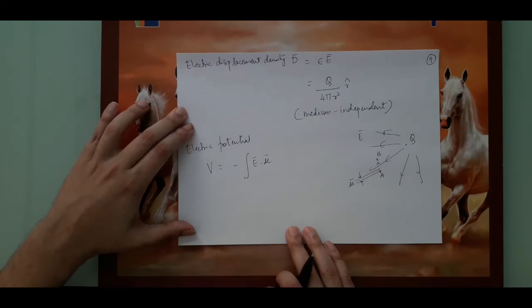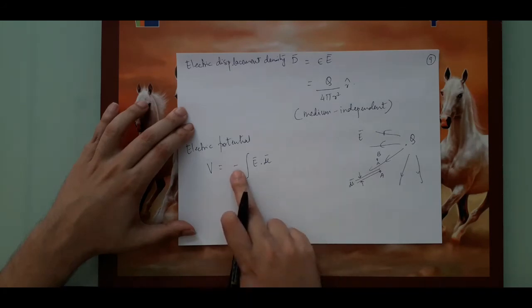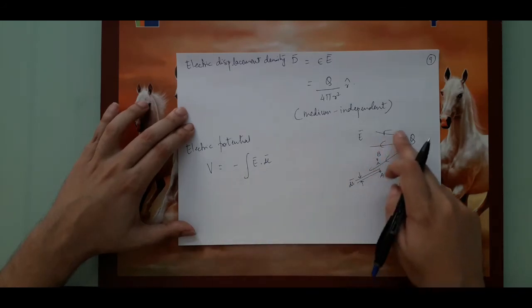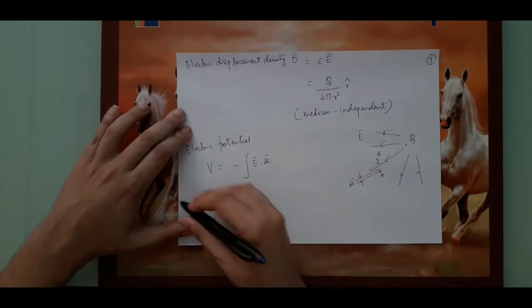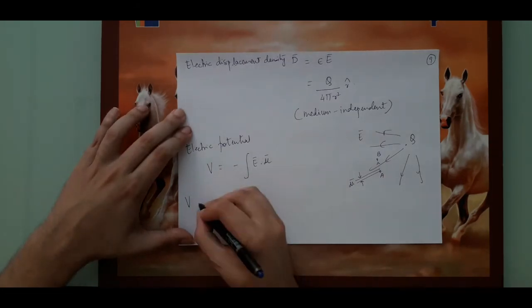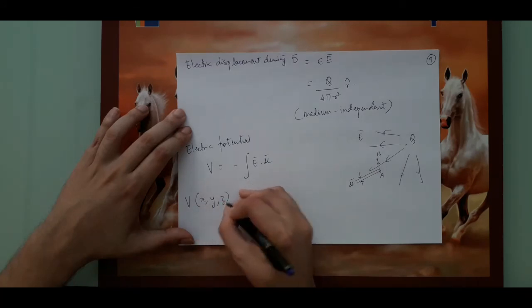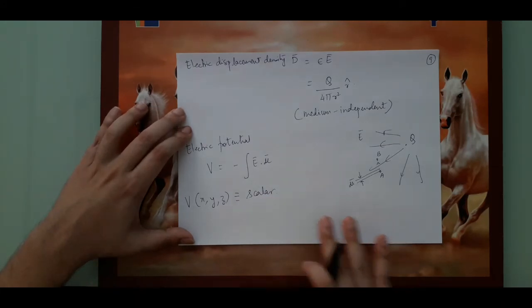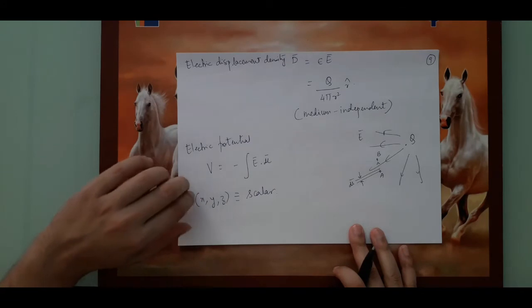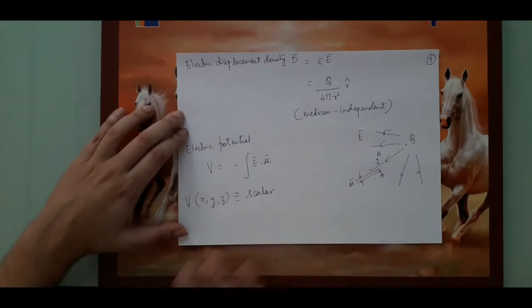Now we have this negative sign because we are doing work against an already existing field, that is E. Now this V is a function of x, y and z, and it is a scalar. We had mentioned this briefly while discussing scalars and vectors, that potential is nothing but a scalar.